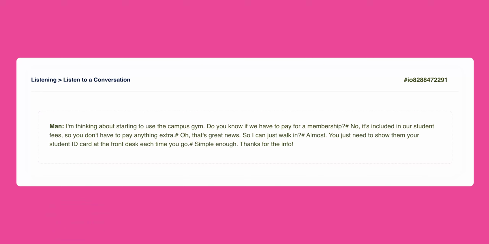I'm thinking about starting to use the campus gym. Do you know if we have to pay for a membership? No, it's included in our student fees, so you don't have to pay anything extra. Oh, that's great news. So I can just walk in? Almost. You just need to show them your student ID card at the front desk each time you go. Simple enough. Thanks for the info.